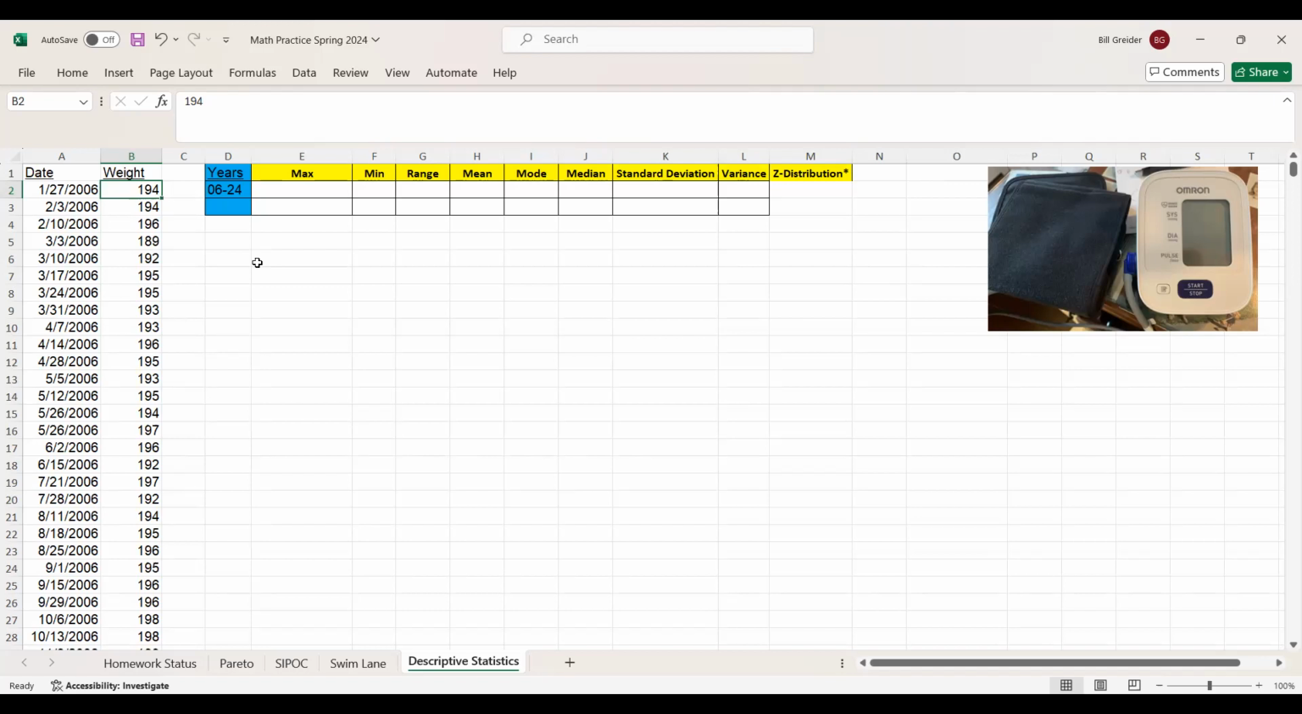And so I decided I was going to weigh myself every day and I was going to record my weight on Friday every single week. So if you look at column B, you can see that there's 826 weeks of these weighings.